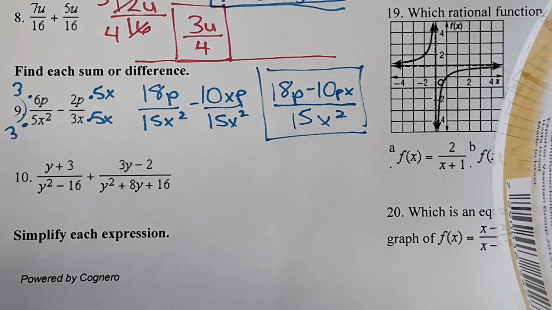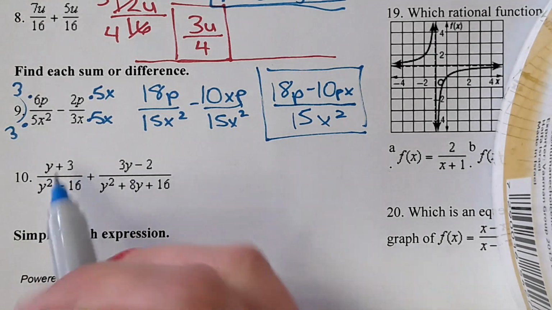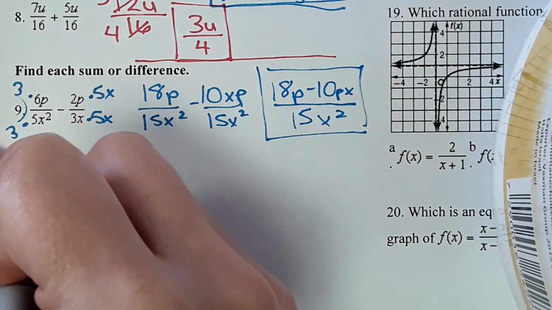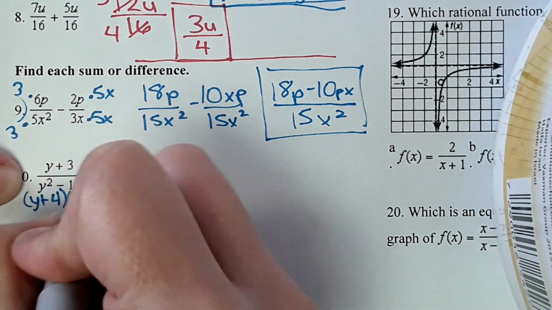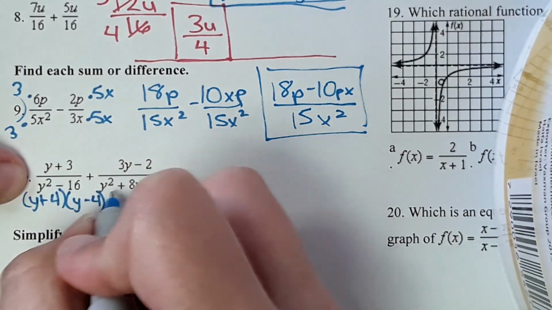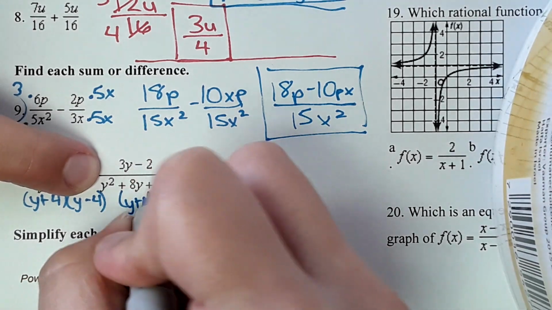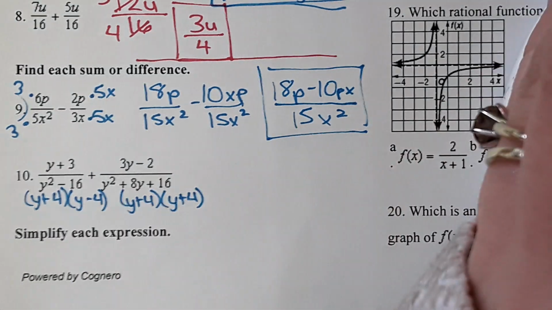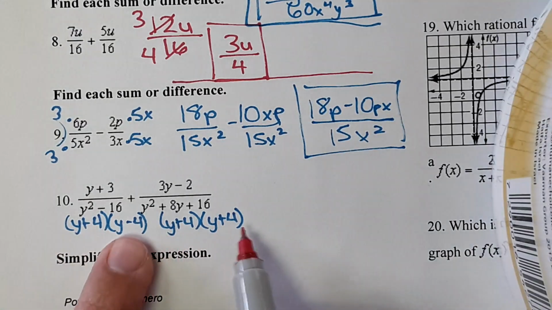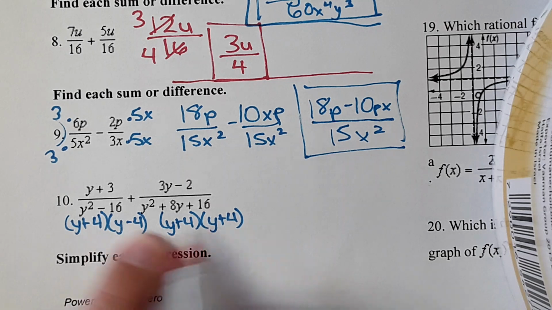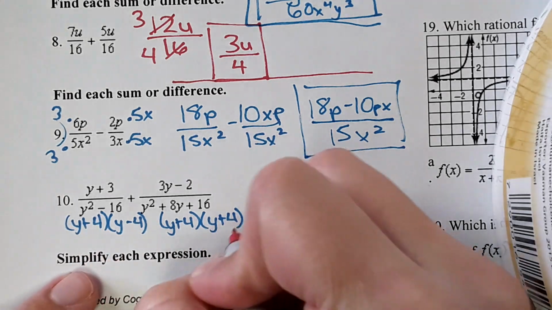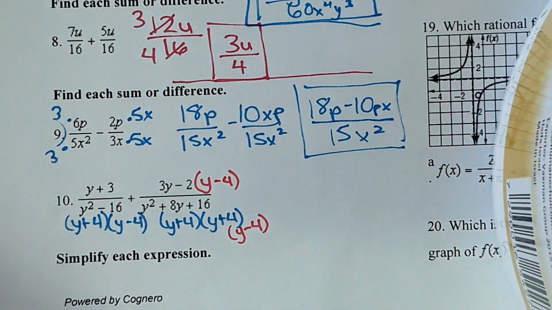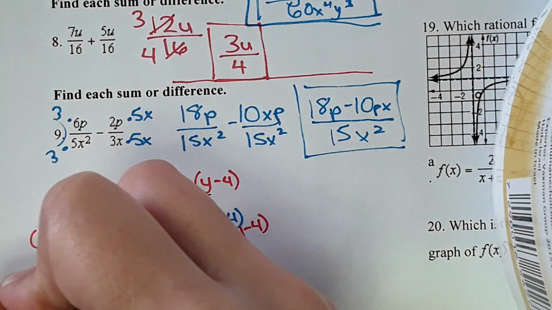Okay, now number 10, same idea. Now we need to get factors of this. Y squared minus 16 would be y plus 4, y minus 4. And then the factors of this would be y plus 4, y plus 4. We need to have a common denominator, and the difference here is we have 2y plus 4 here, and then y minus 4 here. So this over here needs a y minus 4, and then this one over here needs another y plus 4.